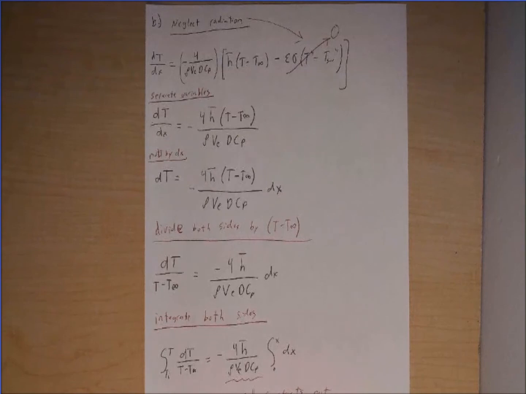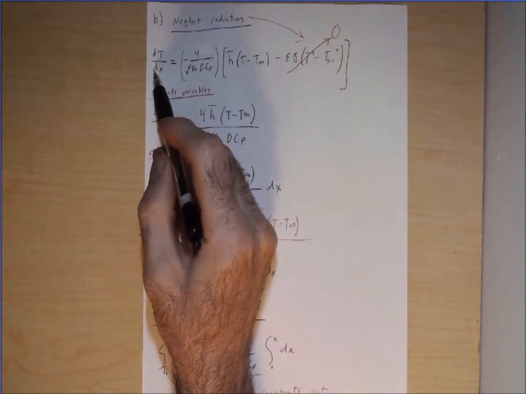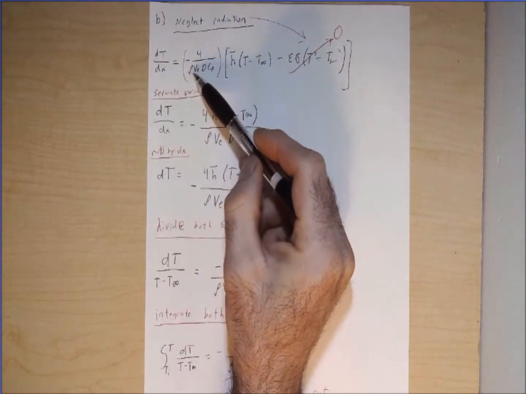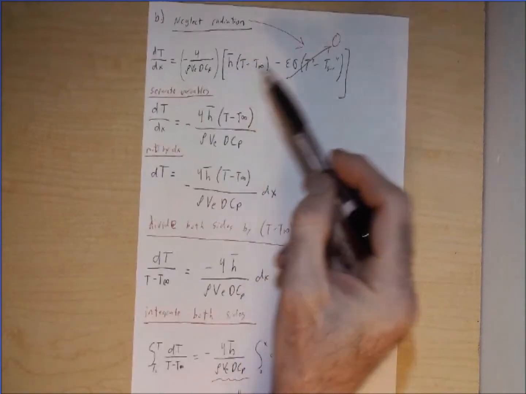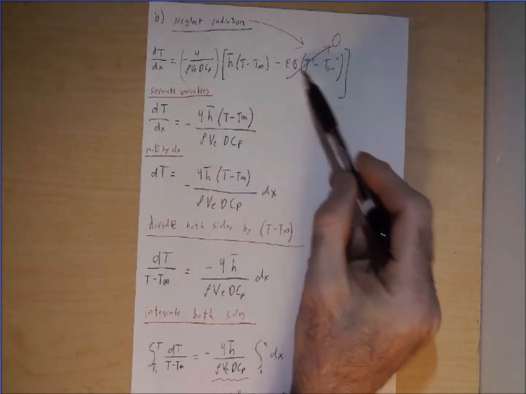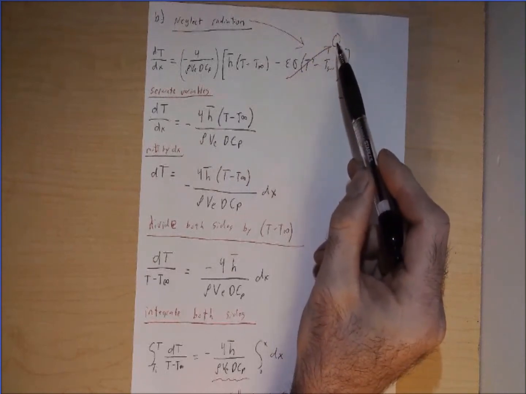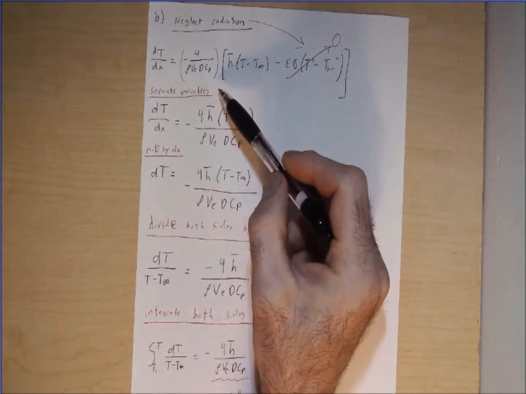So in part B of the problem, they tell us to neglect radiation. So we can still take this same differential equation, dT/dx equal to negative 4 over rho V_E d C_p times h bar times our temperature differential, minus, now this whole term over here is a radiation term, so it can go to 0. Then we're left with just the left-hand side, and what we want to do is separate out our variables.